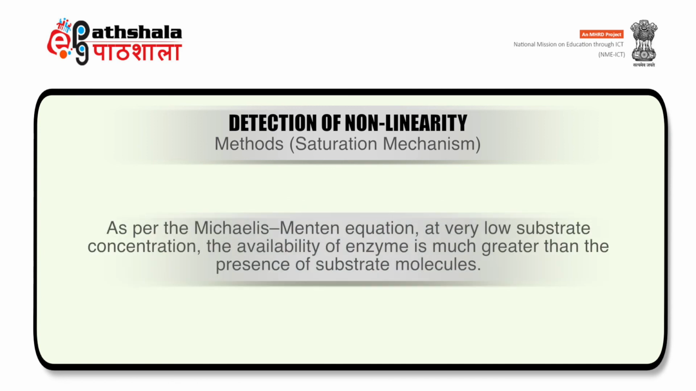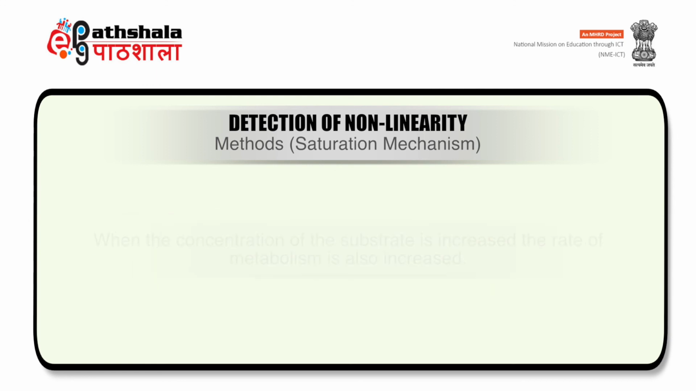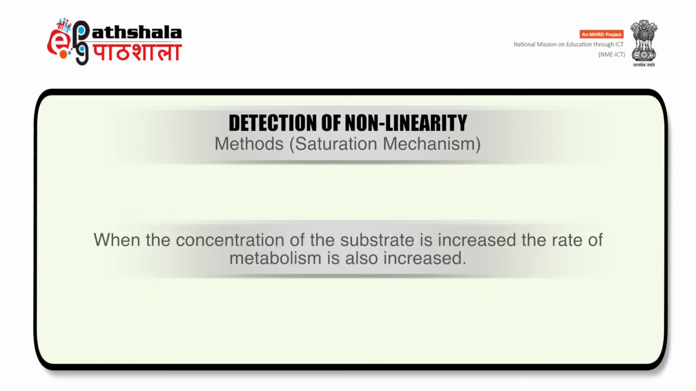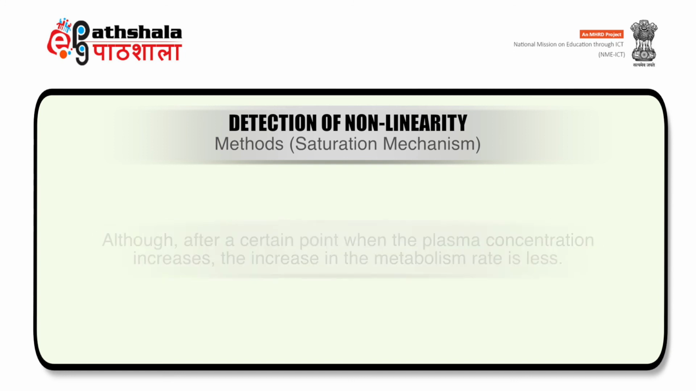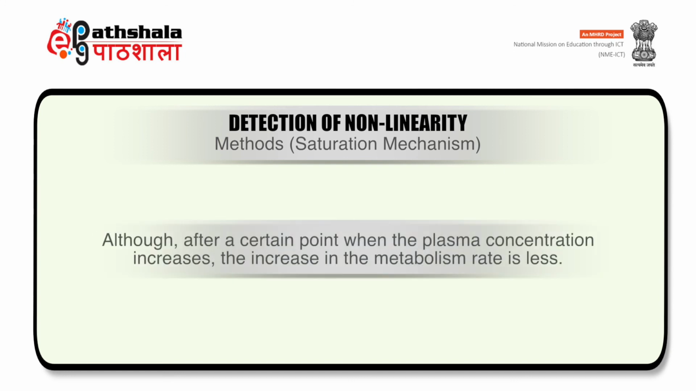As per the Michaelis-Menten equation, at very low substrate concentration, the availability of enzyme is much greater than the presence of substrate molecules. Hence, when the concentration of the substrate is increased, the rate of metabolism is also increased. Although, after a certain point, when the plasma concentration increases, the increase in the metabolism rate is less.